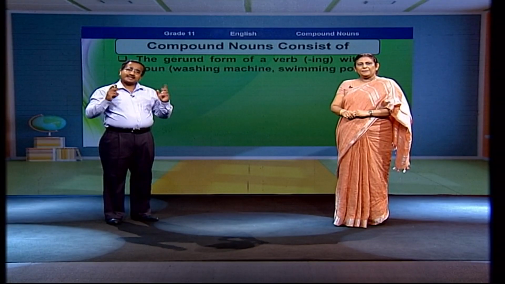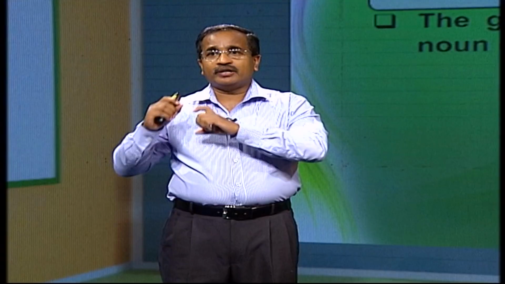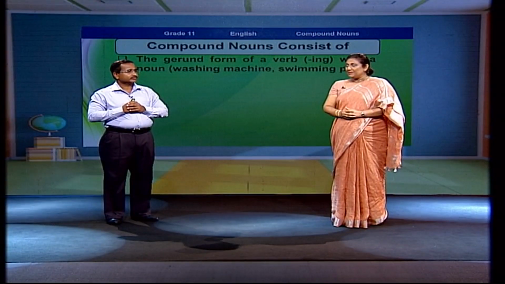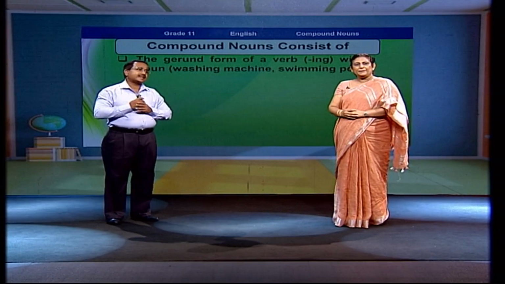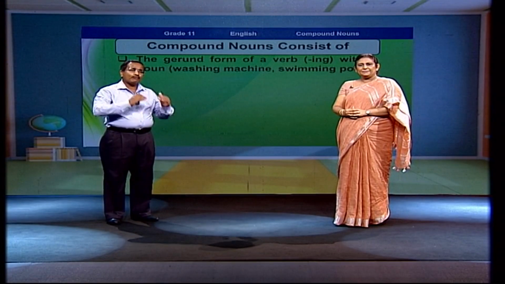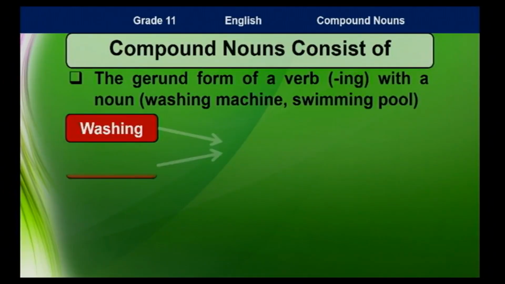Now we are moving to the next slide where we are going to discuss how a gerund and a noun can be added together in order to make one compound noun. Sir, can you just explain our students what gerunds are? Simply, a gerund is an ing form. Washing, cleaning, playing, reading. When they are not used as the verb of a sentence, we call it a gerund. A gerund and a noun can be added together in this way in order to make compound nouns. Washing machine.